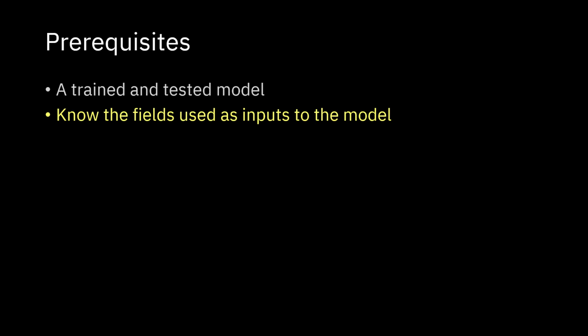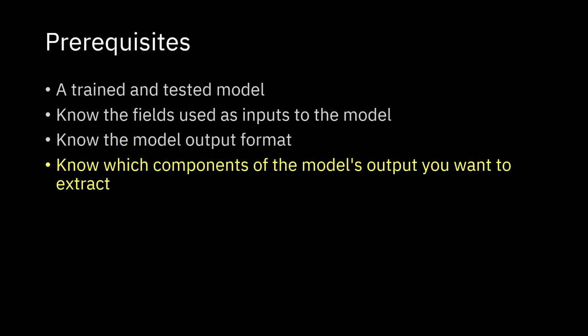There are some prerequisites. Models that are deployed on an AI service, such as IBM Watson Machine Learning, must be trained and tested by a data scientist. Testing ensures that the models are sufficiently accurate before they are deployed on the service. Now, you must be familiar with the fields used as inputs to the model, the data types of the fields, and the order in which they are defined. You must be familiar with the model output format on the service. You must understand which components of the model's output you want to extract. And you must understand JSON path syntax to extract relevant information.